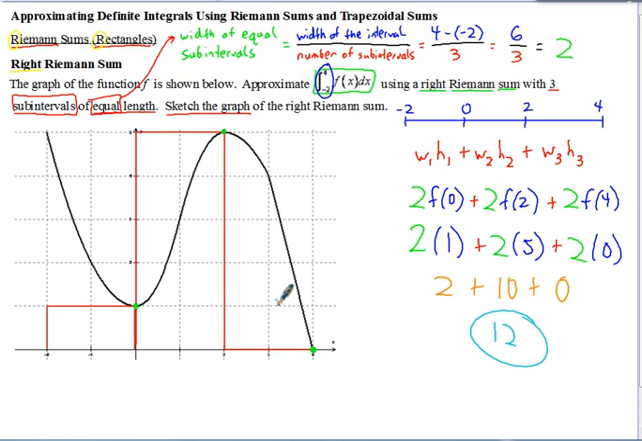So 12 is probably too small for the actual definite integral on this particular graph. But again, it's going to depend on the graph and the function, whether these overestimate or underestimate. And we'll look at some of the causes of that in a little bit. All right, so there's the right Riemann sum.